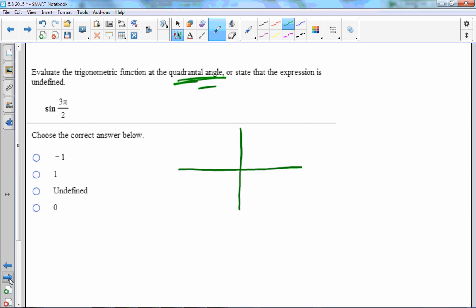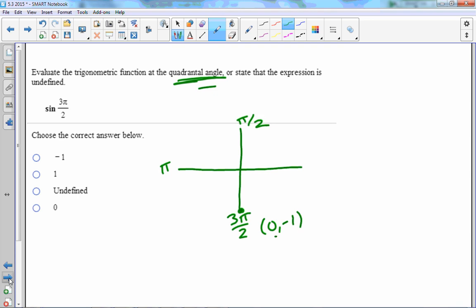Where's 3 pi over 2 at? You probably don't know your unit circle quite as well yet. Yeah, it's at 270. Right, it's at 270. Okay, because this is pi, right? And then this is pi over 2. So this one would be 3 pi over 2. Now, what's this ordered pair right there? Yeah, 0, negative 1.